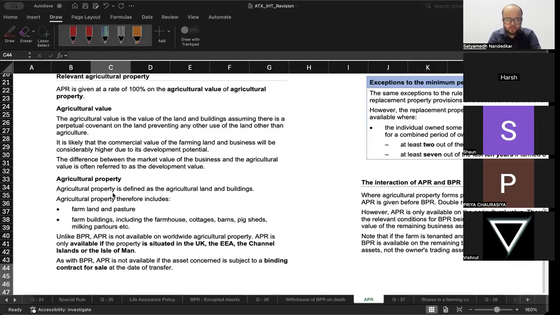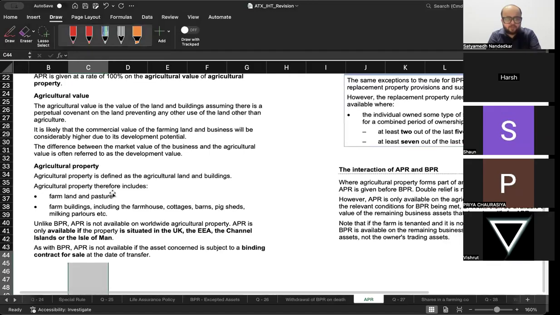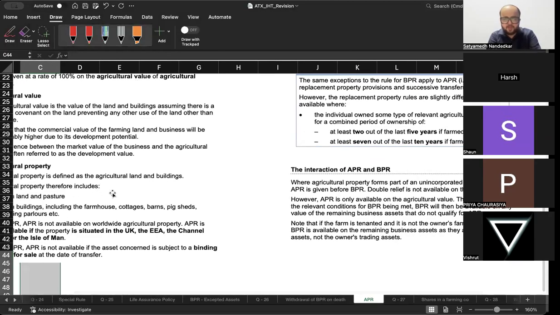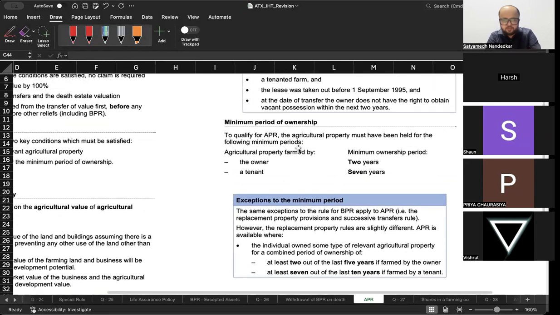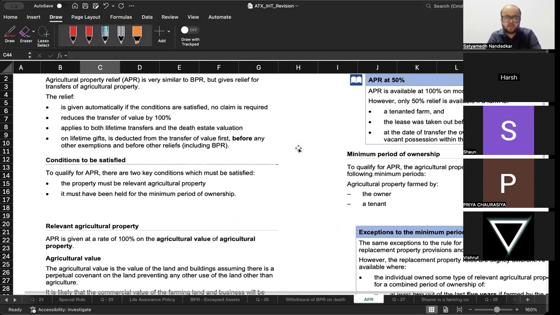Okay, chalo. Ab APR is given before BPR. How do we remember that? ABCD में A पहले आता है ना, तो APR is given before BPR. Now, by the way, APR is only given for agricultural value of the property, हाँ, not for the developmental value. उसके लिए APR नहीं मिलता है.